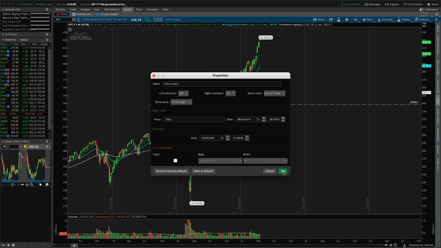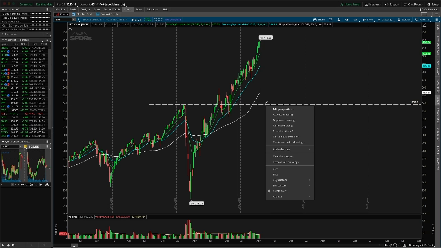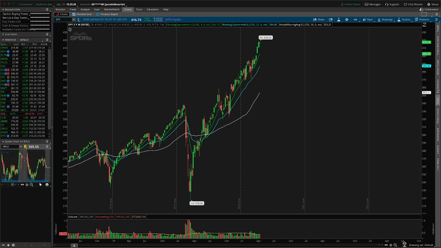But yeah, make sure you have it the way you like, and then save as default to make sure that it automatically uses these settings when you use any price levels in the future. So let me remove this. Then I'm going to show you trend line.